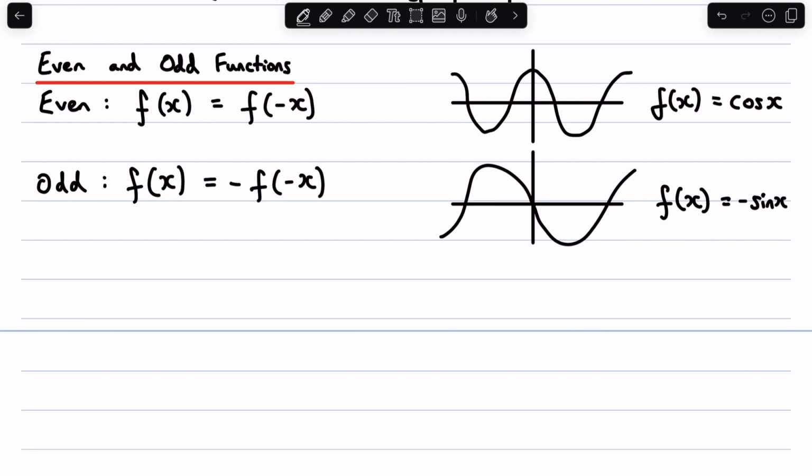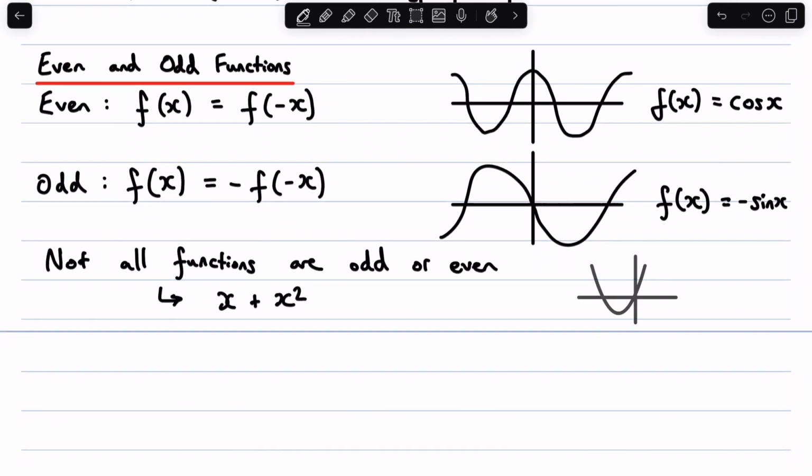And these definitions aren't always applicable to all functions. So not all functions are odd or even. An example of that would be x plus x squared. I've drawn the plot for y equals x plus x squared here on the right, and as you can see, it doesn't really fall into the odd or even category. So as you can see, not all functions are odd or even.